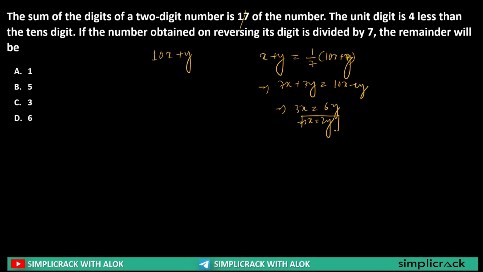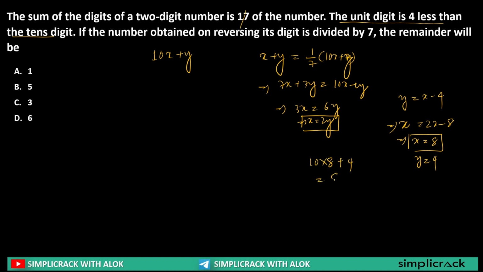The first thing we need to understand. Now if we put this value, x is equal to 2y, in this question, it is written that the unit digit is 4 less than the 10 digit. So y is equal to x minus 4. If I put the value over here, x is equal to 2x minus 8. So x is equal to 8. If x is 8, y is equal to 4. So the answer is what? 10x plus y, 10 into 8 plus 4, that is 84.